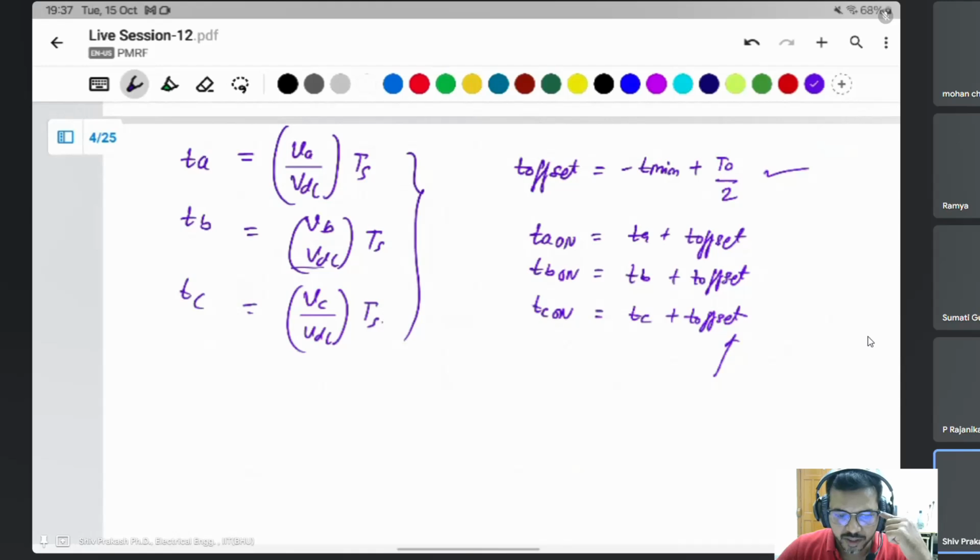Then you will calculate the TA, TB and TC on-off time. This is the on time, the remaining time will be off.